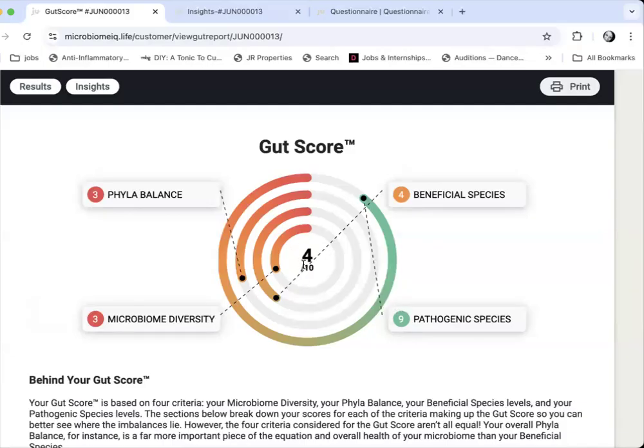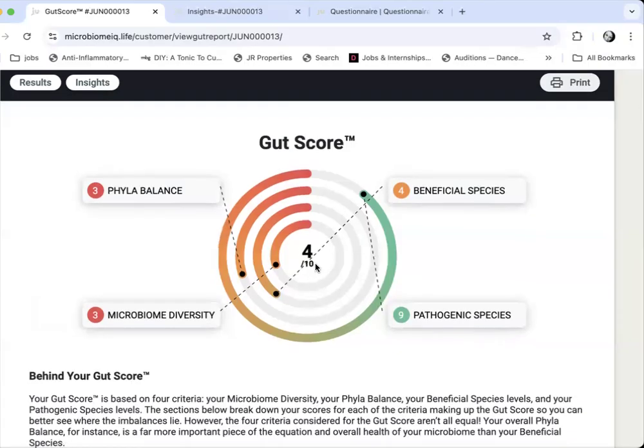This score in the middle is also a score of 1 to 10, and the same scoring system applies, with the 1 to 3 being poor, the 4 to 6 okay, and the 7 to 10 good. But this is your weighted average between the four of these pillars. In our calculations, we do weigh some of these components to have more importance than others. Primarily the phyla balance is pretty heavily weighted, as well as the pathogenic species. So that's where we get this score from.